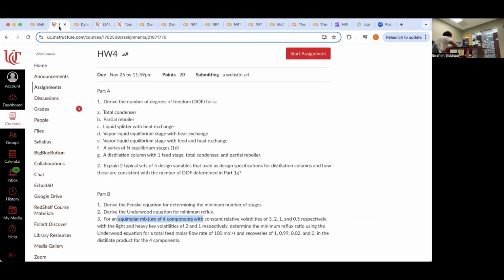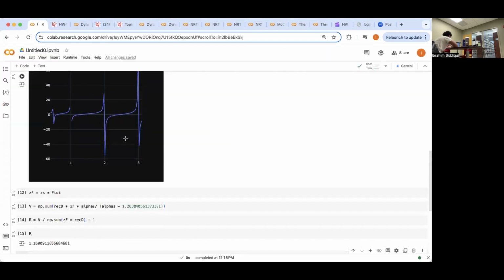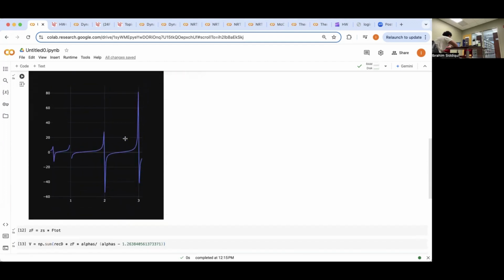Okay, so let's go ahead and look back at our problem statement to sum this up. For an equal molar mixture of four components, we were given all of these values in our problem statement. We determined what the minimum reflux ratio is using the Underwood equation for a total molar feed, right? And essentially this graph is what describes it from 0 to 3 with all these values.